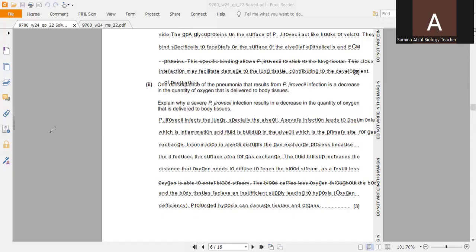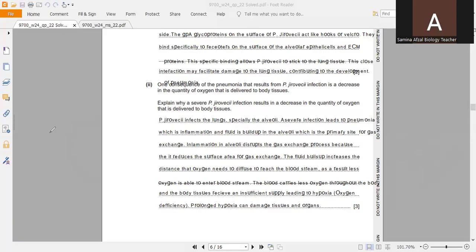So the distance for diffusion is also decreased. So in this way, I would like to say the quantity of oxygen delivered to the body tissues is also decreased. So now we will explain the answer which I have written.